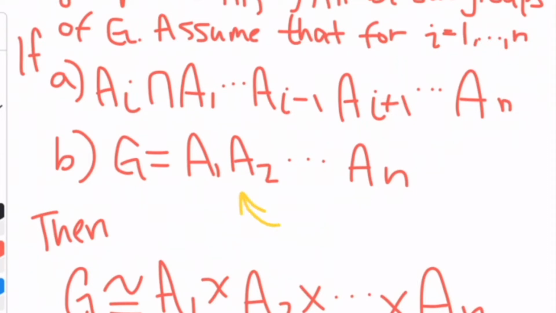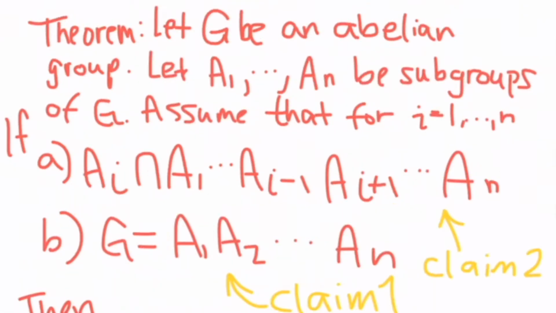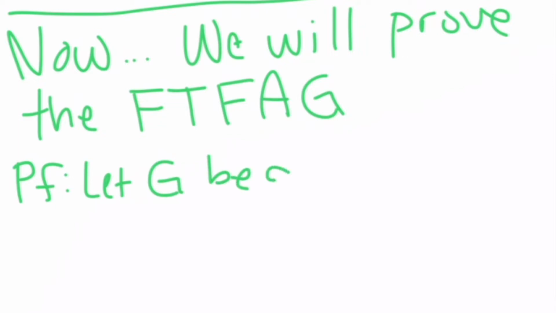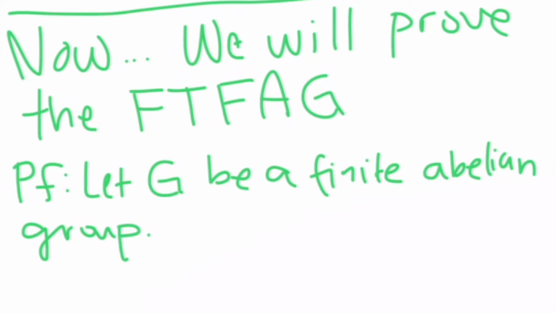The first 2 conditions, that G is equal to the product of the subgroups and that the intersection is e, will be claim 1 and claim 2 for this proof. Now we're going to go on to the proof of the fundamental theorem of finite abelian groups. First, let's restate the theorem. The fundamental theorem of finite abelian groups says that for any G that is a finite abelian group, there is a direct product of cyclic groups isomorphic to G. So to prove this, we're going to use strong induction on the order of G, where G is a finite abelian group. Our base case says that the order of G is equal to 1.